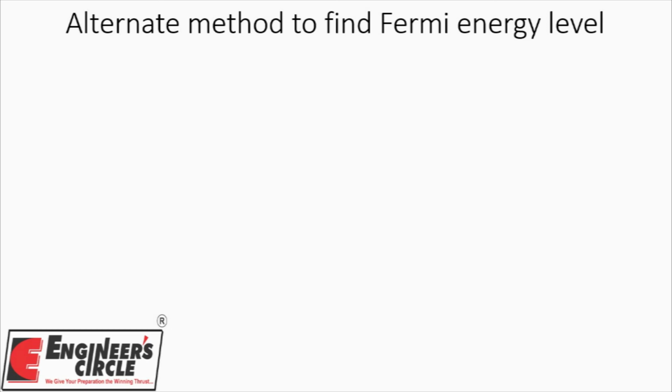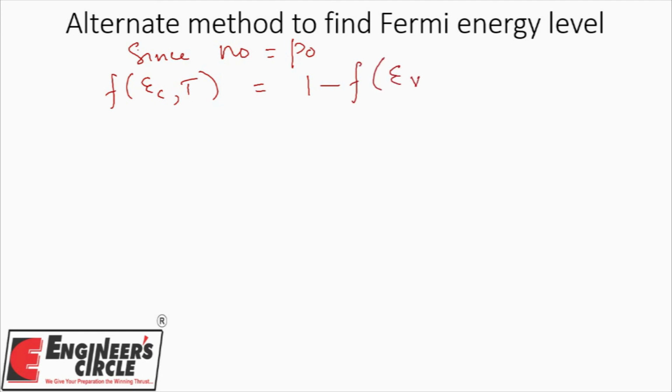We can also find out the Fermi energy level by using another method. Since n0 equal to p0, the probability of finding an electron in the conduction band, that is F of Ec comma T, will be equal to the probability of finding a hole in the valence band. So F of E comma T is the probability of finding the electron, and 1 minus F of E comma T is the probability of finding the hole.